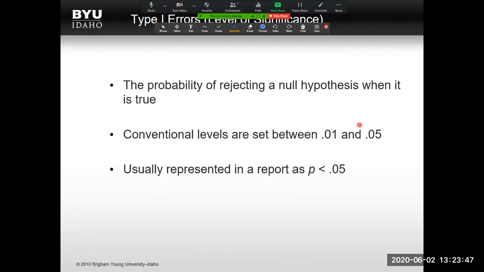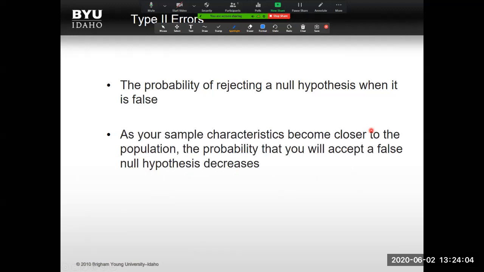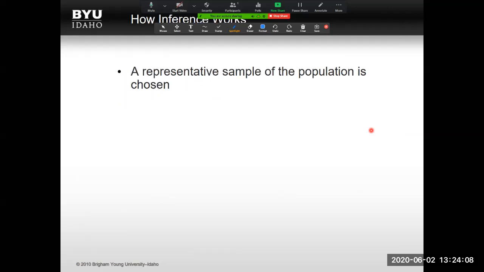Typically, alpha is set between those numbers. And then when you report it, we say our p is less than 0.05, right? That means that if the probability of the null being true is less than 0.05, then we would reject the null hypothesis.